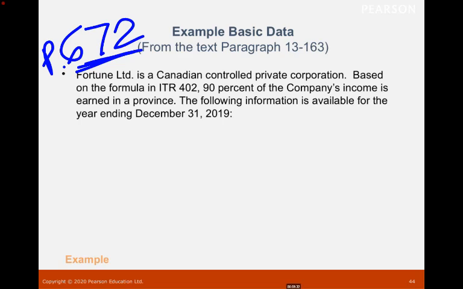So Fortune Limited is a Canadian-controlled private corporation. Based on the formula, 90% of the company's income is earned in a province. The following information is available for the year ended 2019. So remember how that affects where the province, or if any of the income isn't earned in a province, that can affect your calculations.